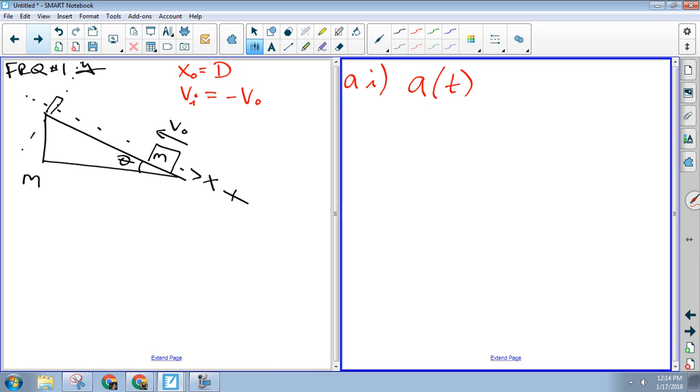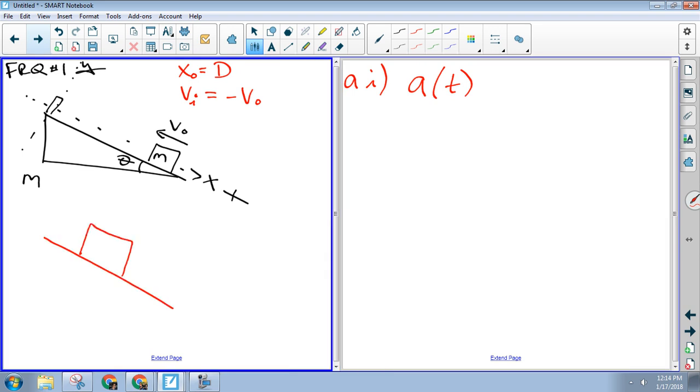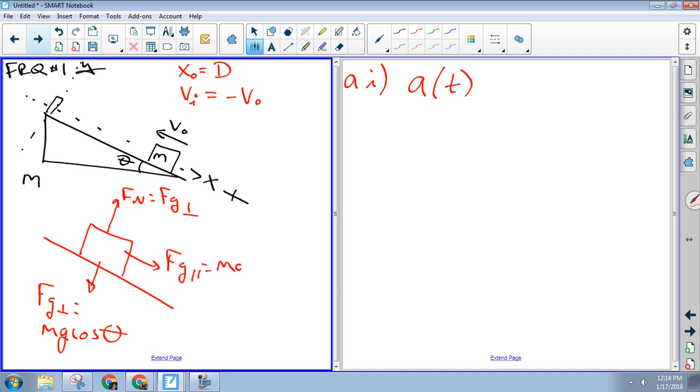I'm going to do it over here because I got a little bit of room. So what forces are acting on it? Well, let's see. There's the force of gravity, which automatically I'm going to split up into components. So there's my perpendicular component, which is mg cosine theta. There's a normal force, which is exactly big enough to cancel out that perpendicular bit. And there's a parallel bit, which is mg sine theta, right?